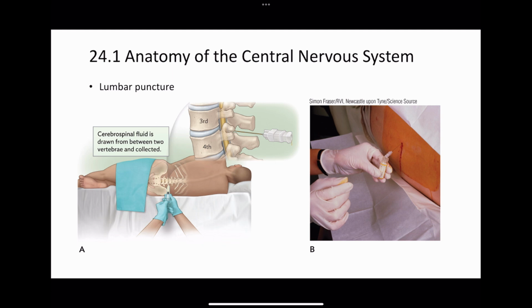During this procedure, a spinal needle is inserted between the third and fourth lumbar vertebrae into the subarachnoid space using an aseptic technique. This is normally performed under anesthesia and takes around 15 to 30 minutes.